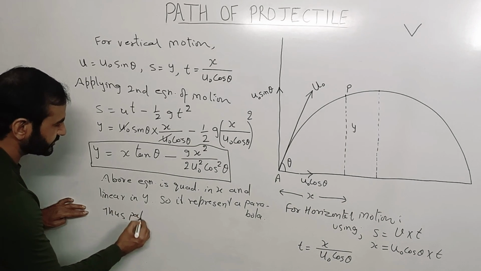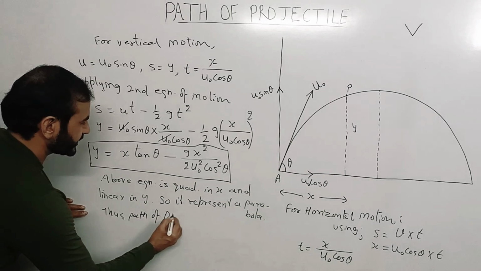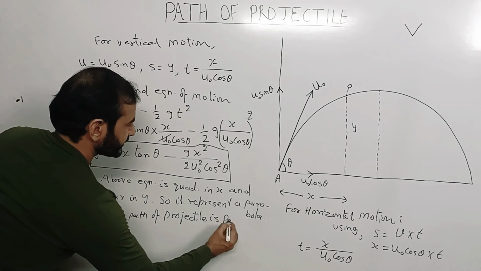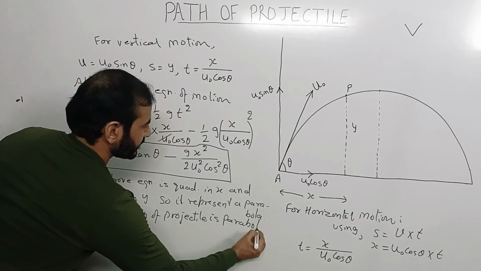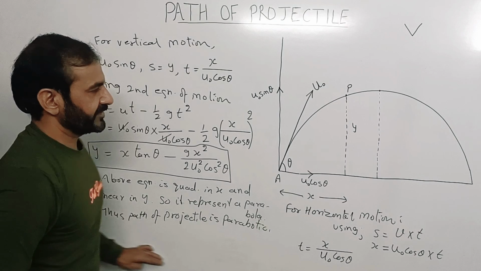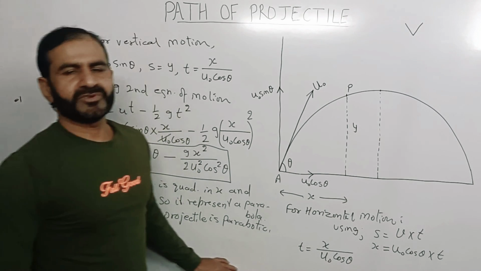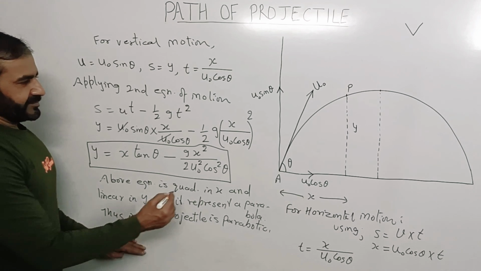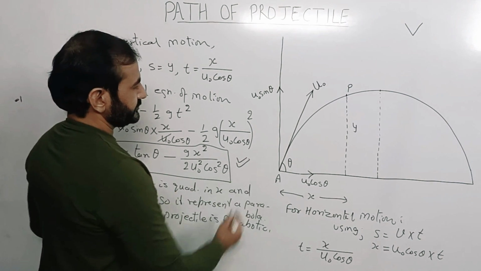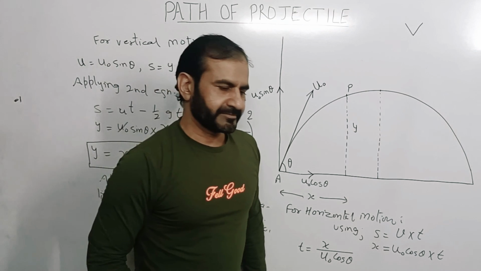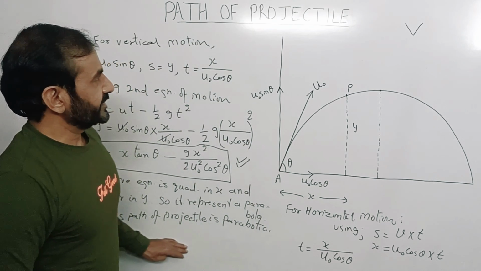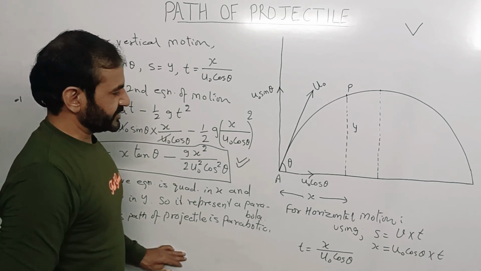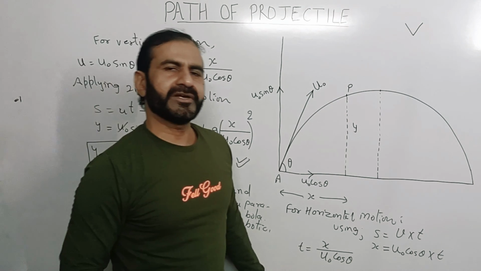Thus, path of projectile is parabolic. So we have shown that path of projectile is parabolic. Okay. So this is an important derivation from exam point of view. Either you may ask that derive an equation for path of projectile, or you can be asked that show that path of projectile is parabolic.